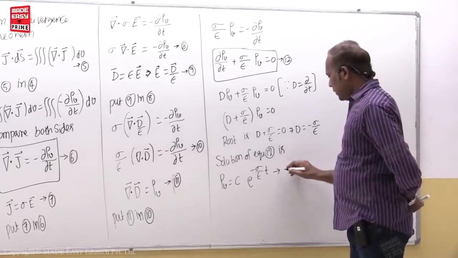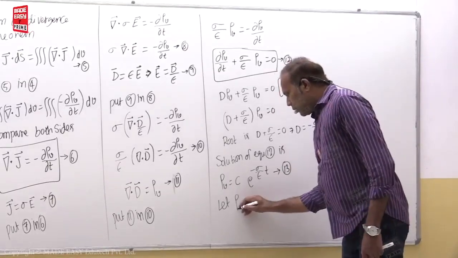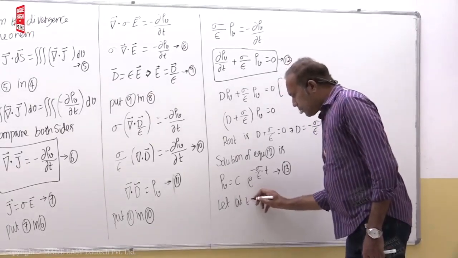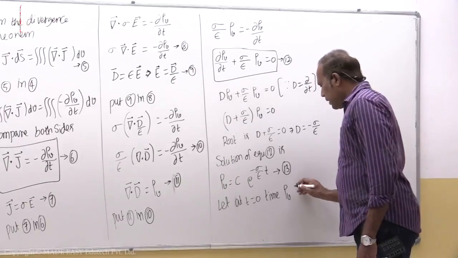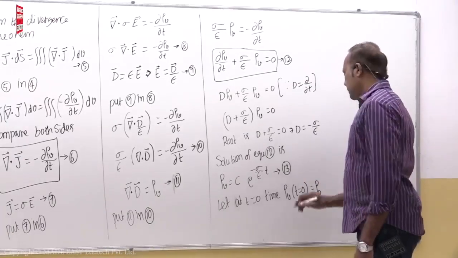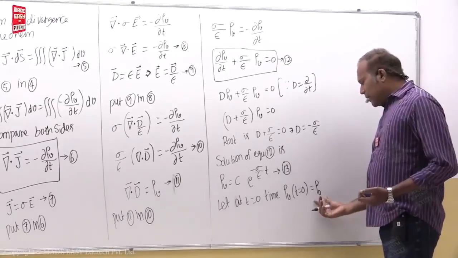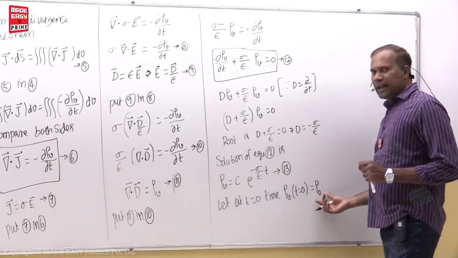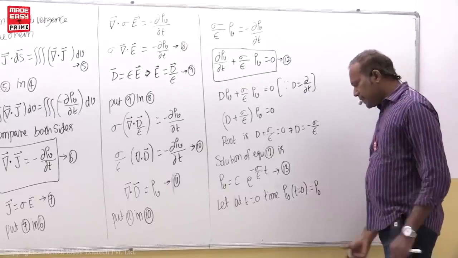Okay. Now let us say this is equation 13. At t equal to 0, rho v of t is equal to rho naught. Definitely at t equal to 0, some volume charge density will be present, there is no doubt. That volume charge density is called the initial. Initial means starting time. So, initial volume charge density.